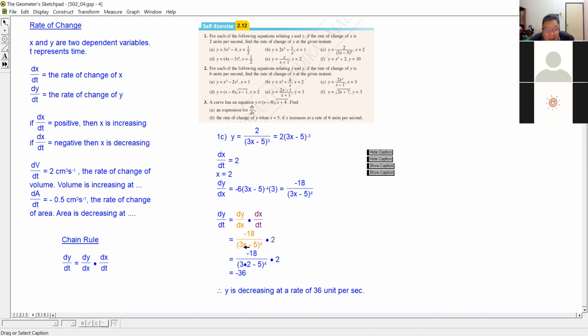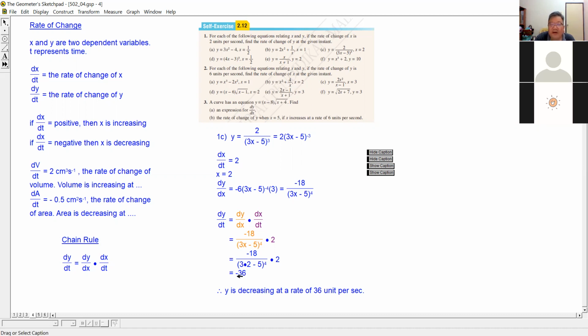Finally there's one x here. Oh, there's one more you didn't add yet. Now this thing, x equal to 2. So you add x equal to 2 inside. Then you get the number -36. You must know what is the meaning of negative 36. Then you refer to here, negative 36 is referring to dy dt, which is the rate of change of y.